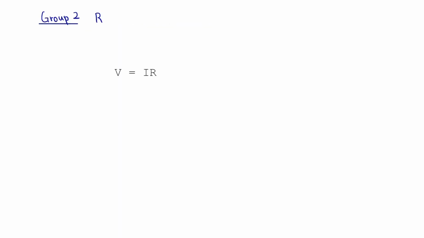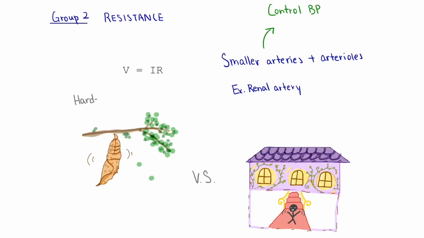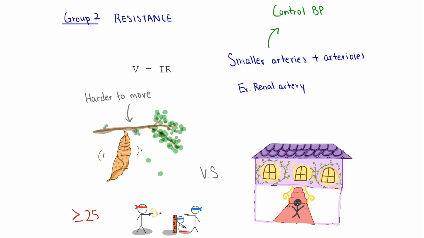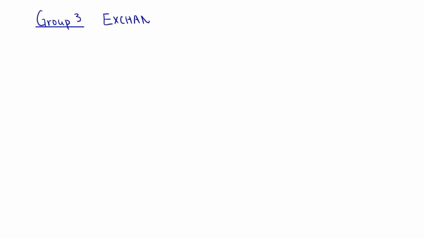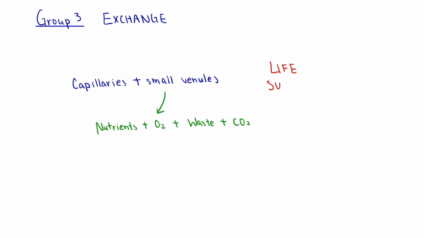Second group, resistance. These are smaller arteries and arterioles that help control the blood flow and hence the blood pressure. An example would be the renal artery. Remember that it is harder to move in a tiny cocoon than a mansion, especially with a gang of 25 trillion red blood cells and more. Third group, exchange. These include capillaries and small venules for the exchange of nutrients, oxygen, waste, and carbon dioxide. Your cells need that for life support.